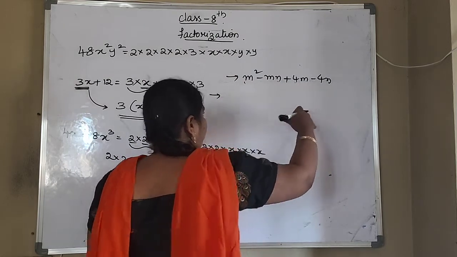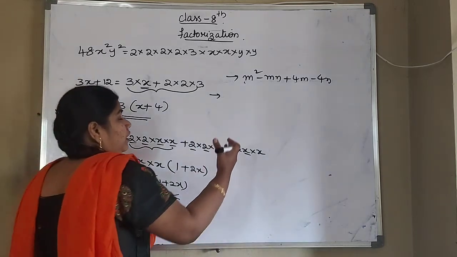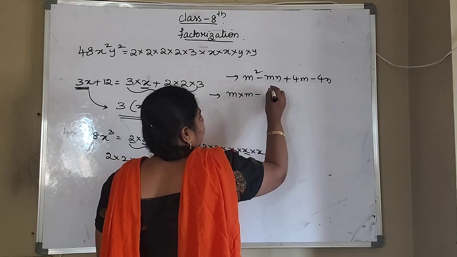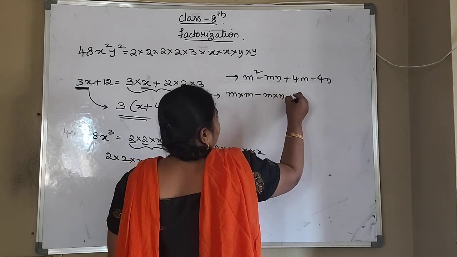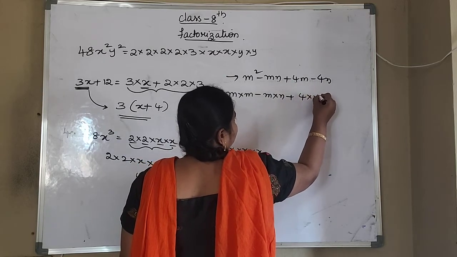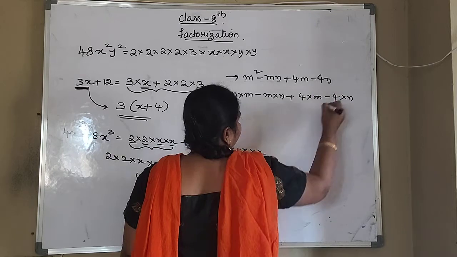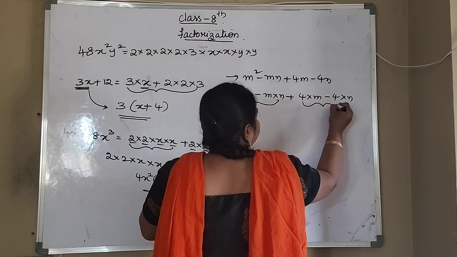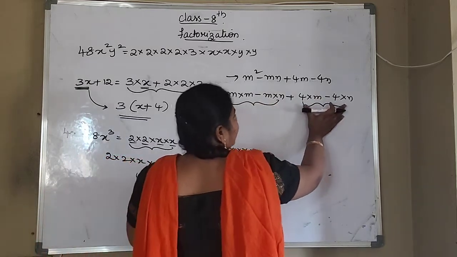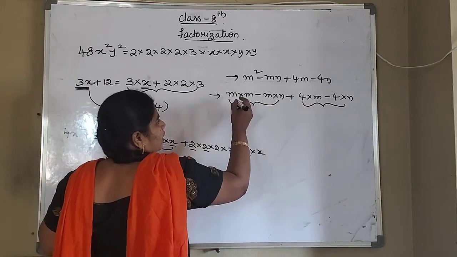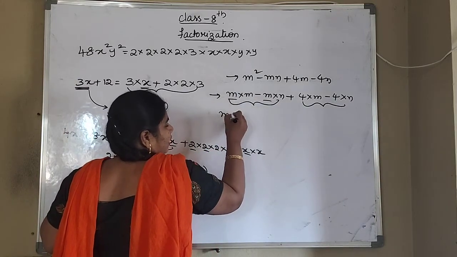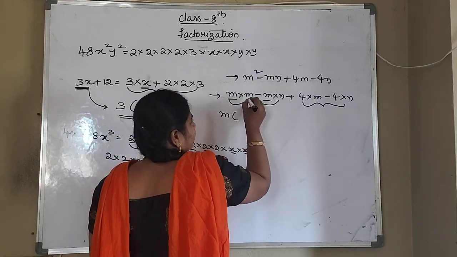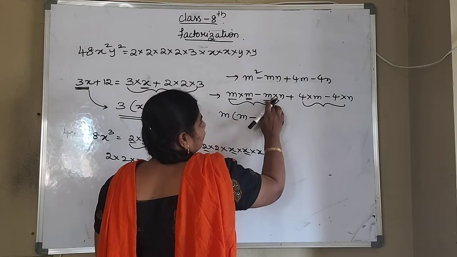If you are not able to recognize directly, you can convert into multiples. So m square can be written in the form of m into m, minus mn you can write in the form of m into n, plus 4m can be written as 4 into m, minus 4n you can write as 4 into n. Now I am taking the first two terms and the last two terms. We have to factorize the first two terms and the last two terms. Here which is the common term? m is common, so I am taking m out. I am taking m as common. The remaining terms you write in the bracket. That is m is remaining, minus n is remaining.